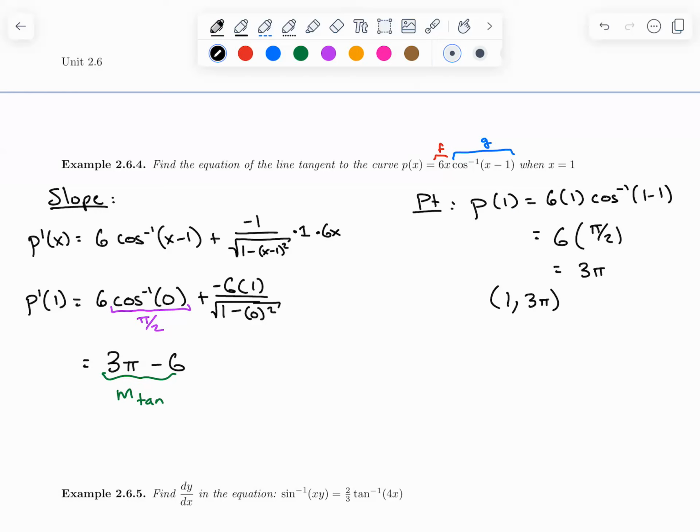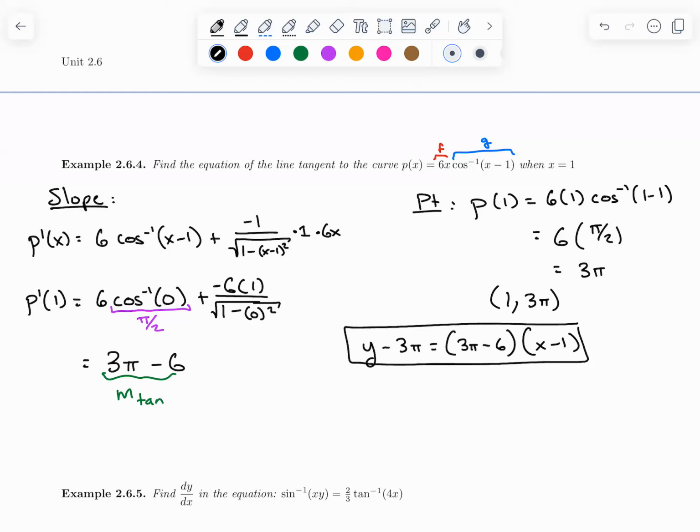Beautiful tangent line. Are you guys ready? This is another reason why I like point slope form more, because now it's y minus 3 pi equals 3 pi minus 6 times x minus 1. And we can keep it like that, unless, of course, you guys want to solve for y.